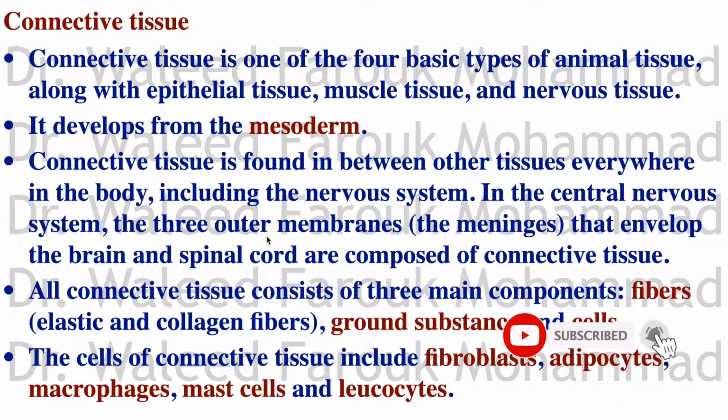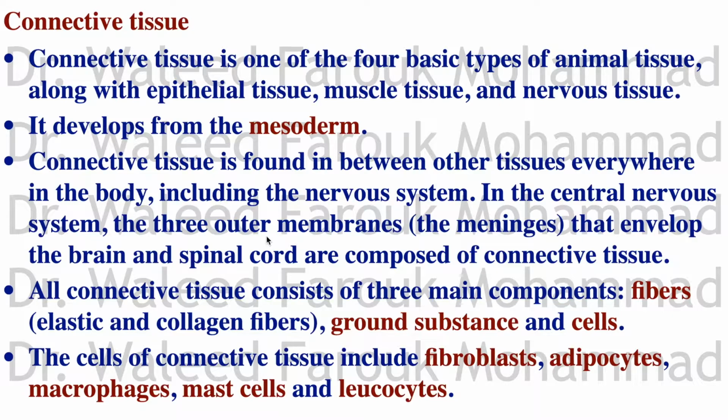The connective tissue is one like any other tissue in the body, like epithelial or muscle or nervous tissue, and it develops from mesoderm, and it's present everywhere in the body, even in the CNS. We studied before the coverings of the brain and the spinal cord, the dura, arachnoid, and pia. These are connective tissue.